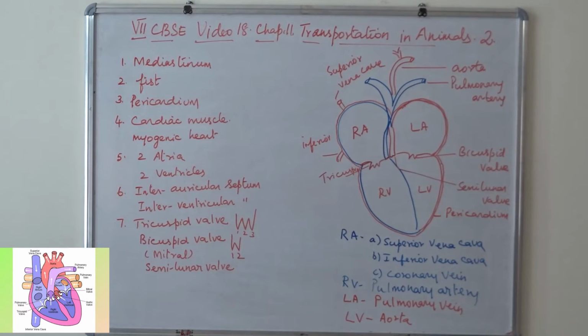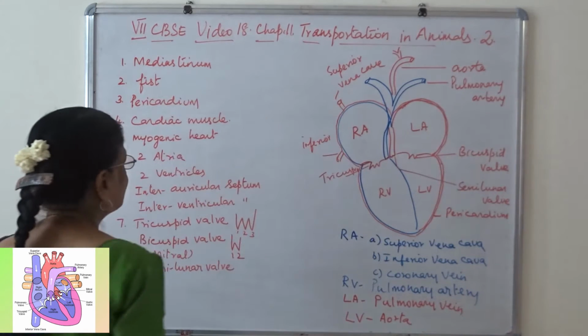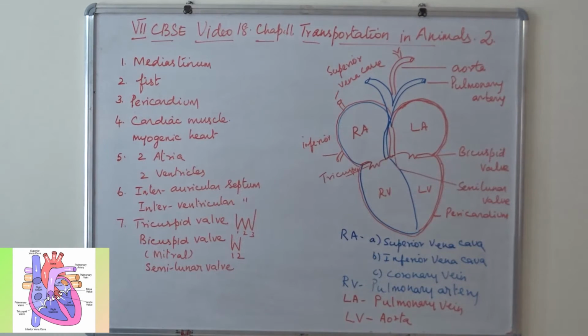So far we have done the mediastinum, shape like one's own fist, outer covering pericardium, heart formed of cardiac muscle, it is a myogenic heart, then chambers of the heart: 2 atria, 2 ventricles, separated by interauricular septum and interventricular septum. And the valves present in the human heart are the tricuspid valve, bicuspid or mitral valve, and semi-lunar valve.